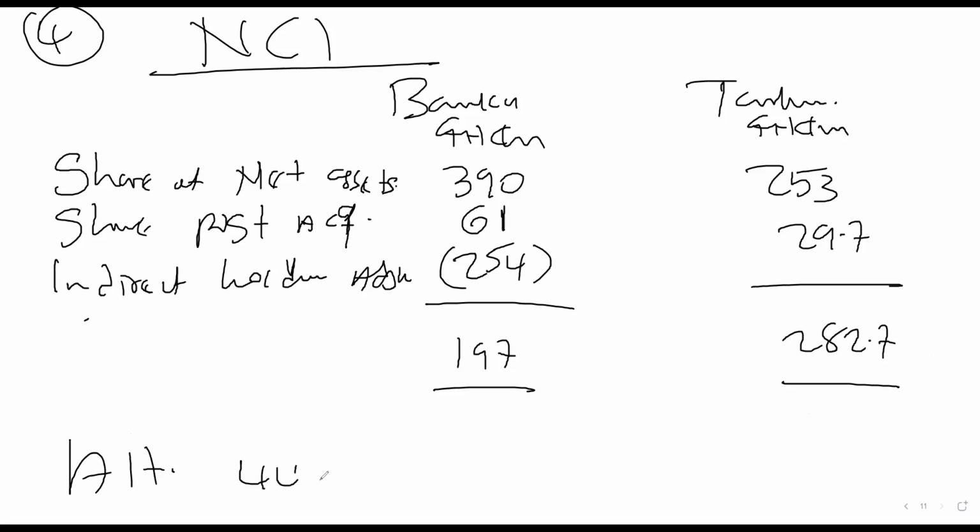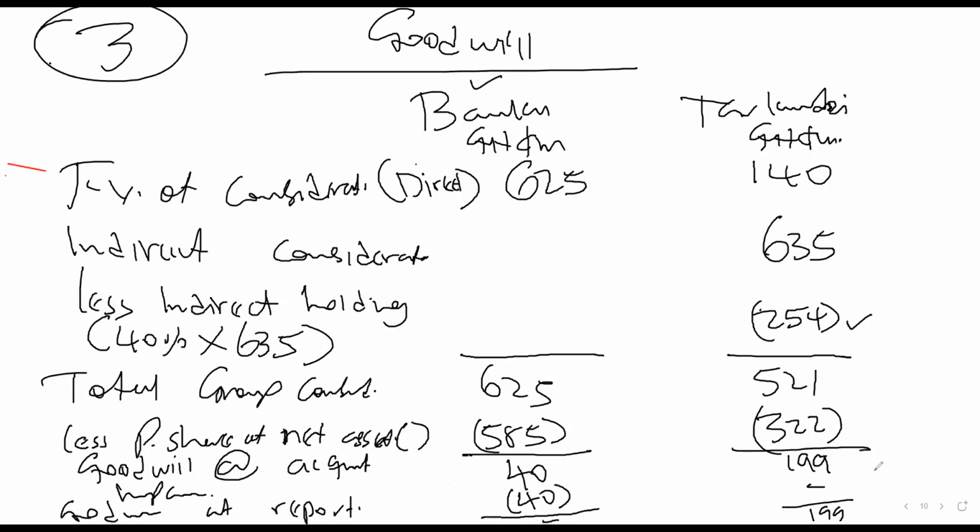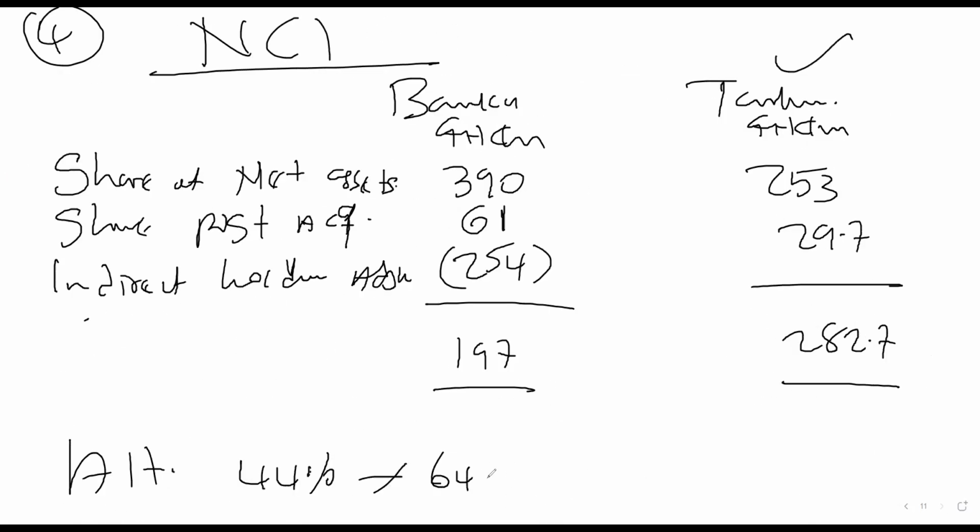Alternative shortcut. Multiply 44% by the net asset at reporting. Remember the same answer. For TAD, multiply the net asset at reporting for TAD, 642.5 multiplied by 44%. It gives you the same answer. Confirm for me before we continue. Confirmed. Good.